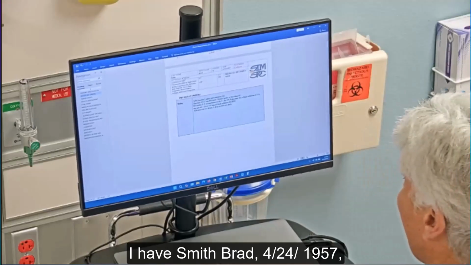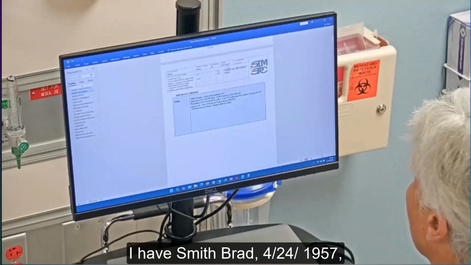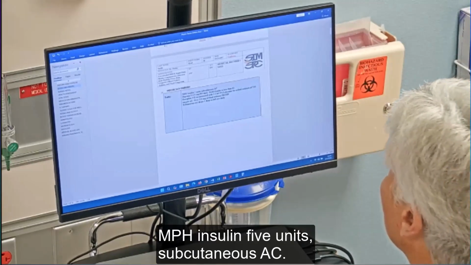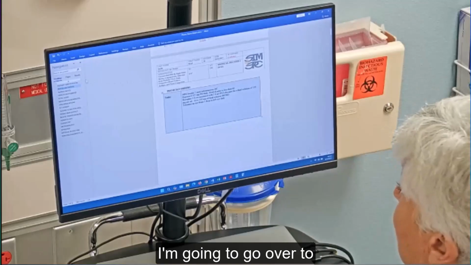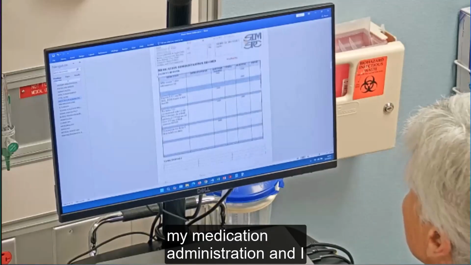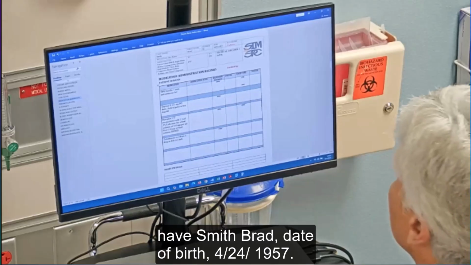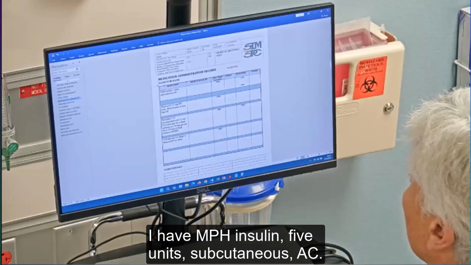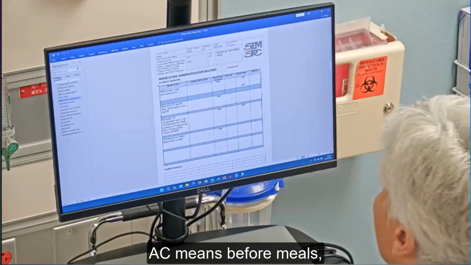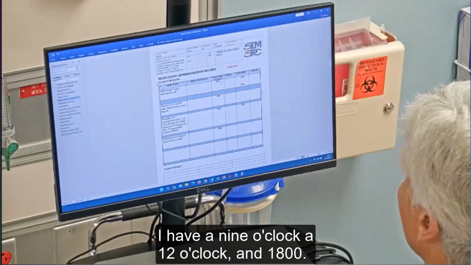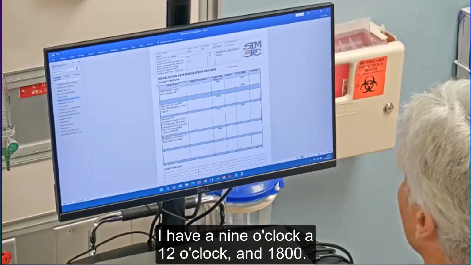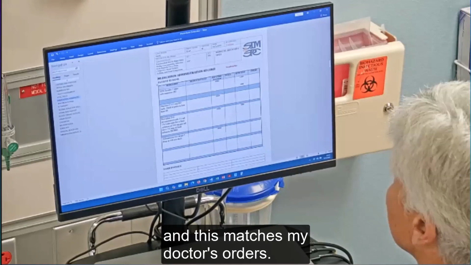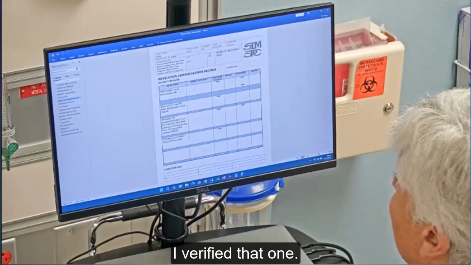So I have Smith, Brad, 4/24/1957, date of birth, and I have NPH insulin 5 units subcutaneous AC. So I'm going to go over to my medication administration record, and I have Smith, Brad, date of birth 4/24/1957. I have NPH insulin 5 units subcutaneous AC. AC means before meals, so I should have 3 times. I have a 9 o'clock, a 12 o'clock, and an 1800. So the times match, and this matches my doctor's order. So I verified that one.